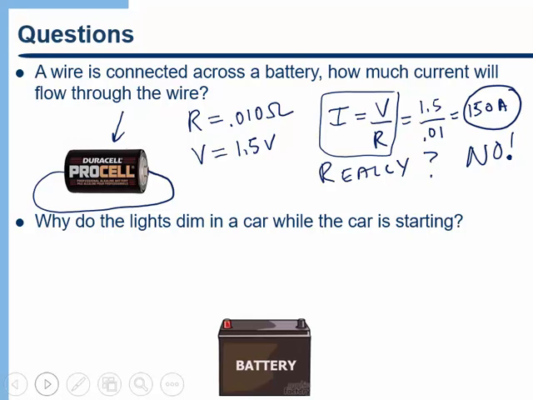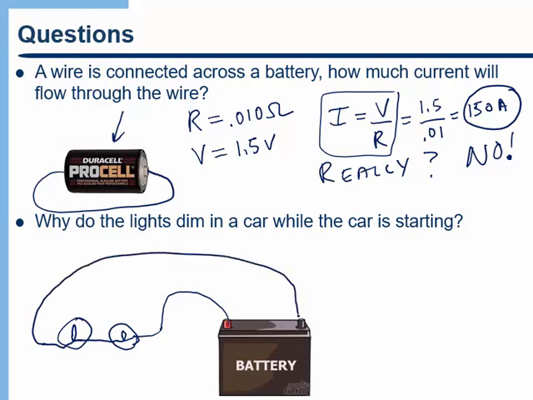The question is, why do the lights dim in a car while the car is starting? So imagine that we look at the circuit for the headlights in your car. Let's say we've just got 2 headlights. So we've got our 2 light bulbs, and they are connected directly to the battery. Now, when you try to start your car, what you might notice is that the headlights dim when you do that. And if you think about that, that doesn't really make sense, because the starter circuit, in other words, the circuit that's making the starter motor go around, that's a different circuit.